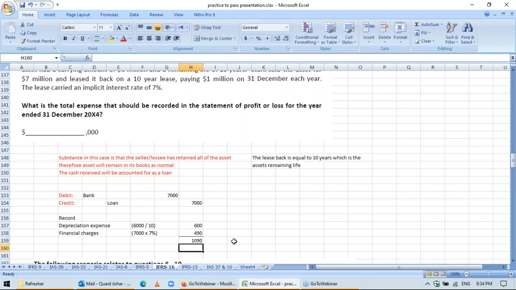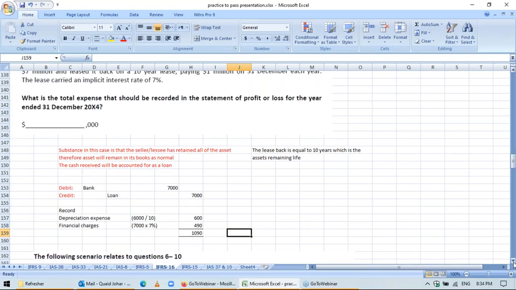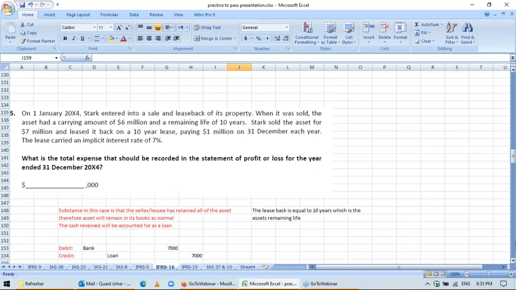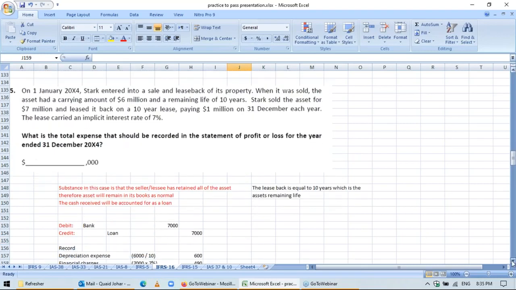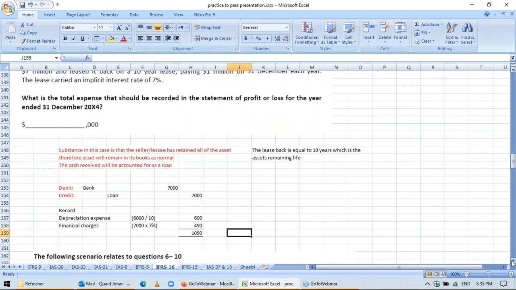So students, is it clear that if you retain a portion, you will be using the same treatment which was shown in question number 4, and if you retain all of the asset, then you will be recognizing it as a loan, and you'll record the depreciation as usual on that asset, and will record the financial charges. So 1090 is the total expense.